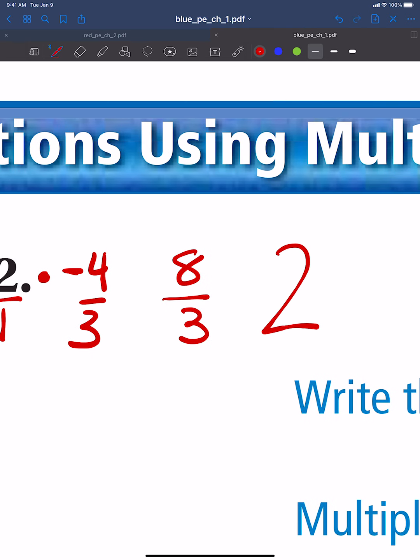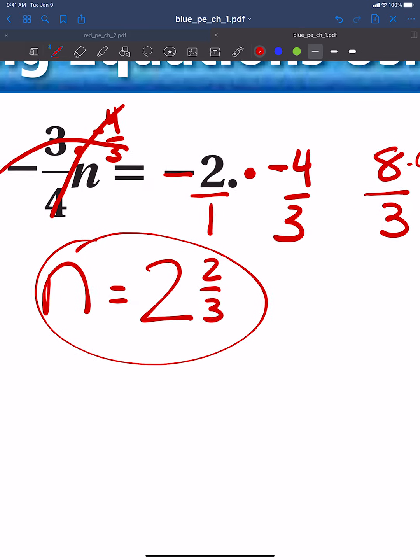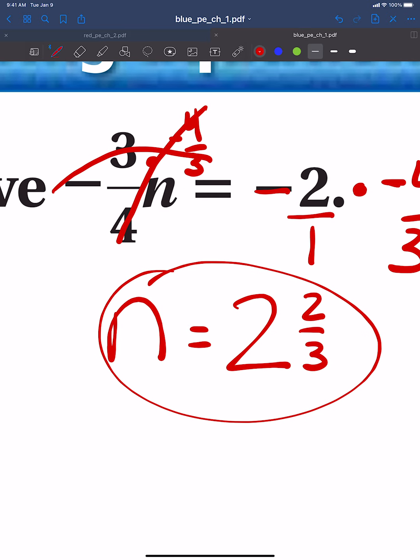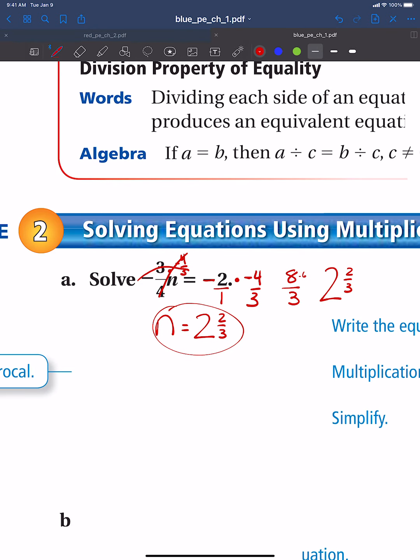2 of them. 2 times 3 is 6, so take away 6 from the top, be 2/3. So my answer is 2 and 2/3. So remember, if you're multiplying by a fraction, instead of dividing that fraction out, just multiply both sides by the reciprocal. So much faster.